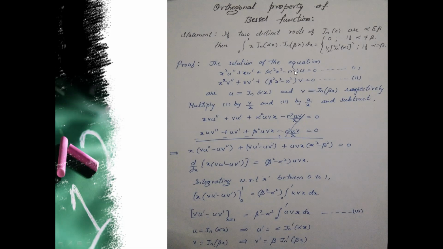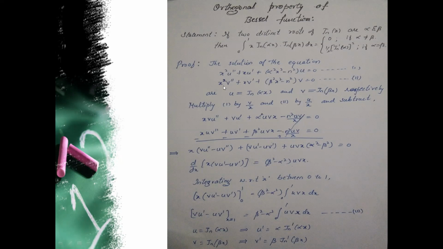Now let us multiply equation 1 by v by x and equation 2 by u by x and subtract. Multiplying by v by x for the first equation gives x into v u double dash, where one x cancels. Here x cancels again, we have v into u dash. Splitting this, alpha square x square u multiplied by v by x means we get alpha square x u into v, and the last term minus n square u multiplied by v by x, it is minus n square u v by x.